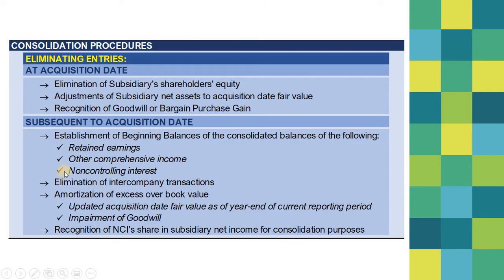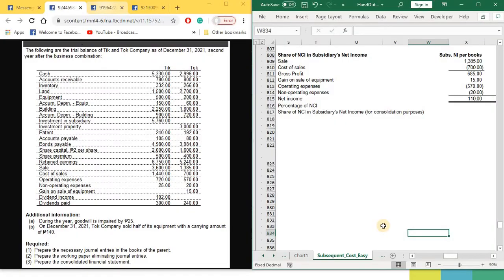So after we're done with the elimination of the intercompany transactions and amortization of the excess over book value, now let's proceed to the last eliminating entry, which is to recognize the share of the non-controlling interest in the net income of the subsidiary for consolidation purposes. So the net income of the subsidiary in its separate financial statement is 110 pesos.